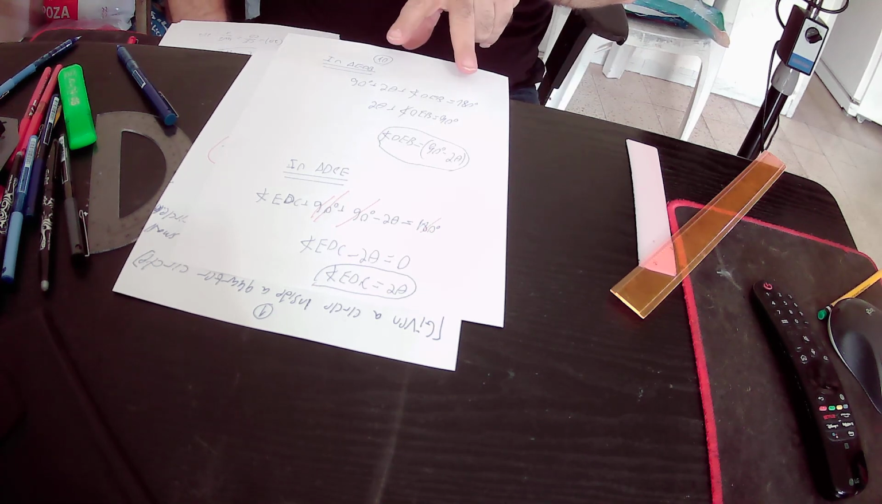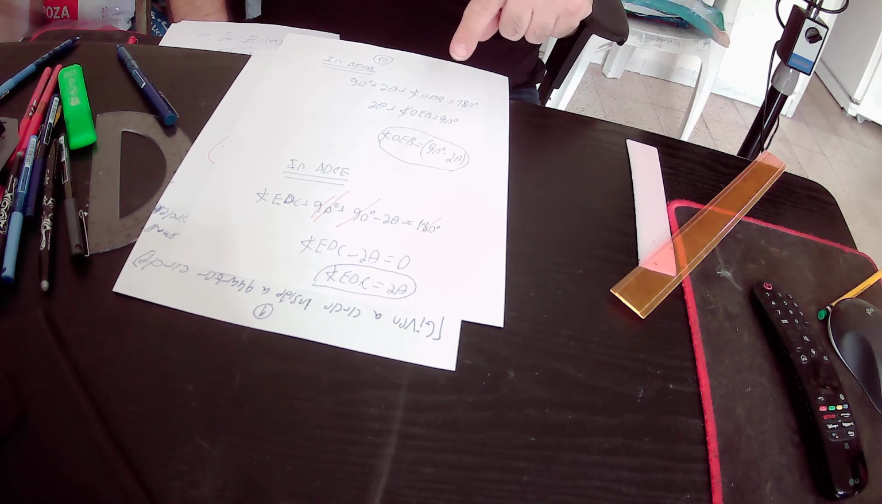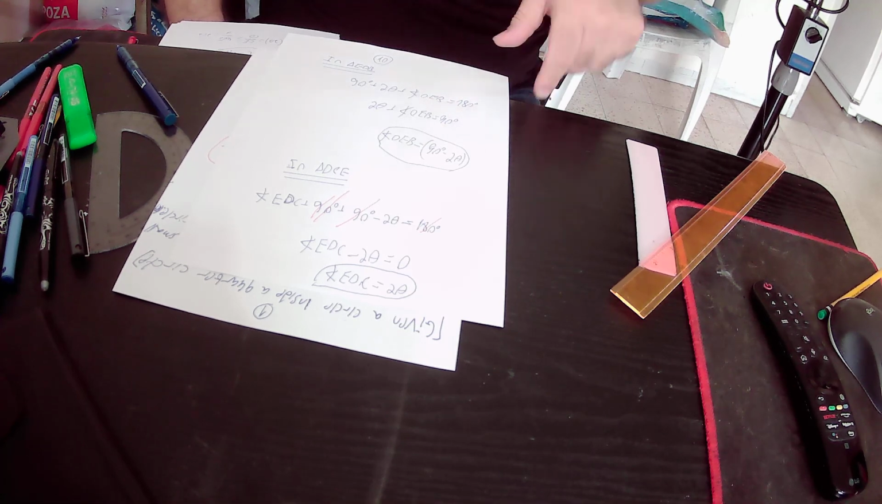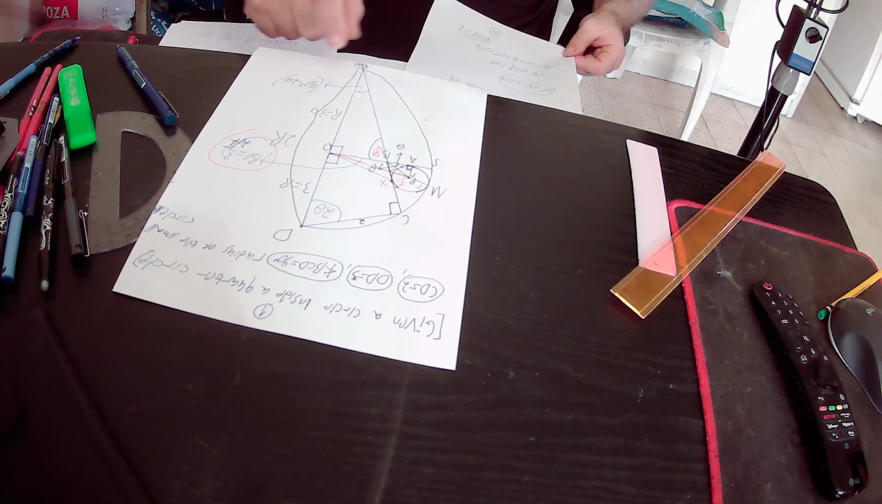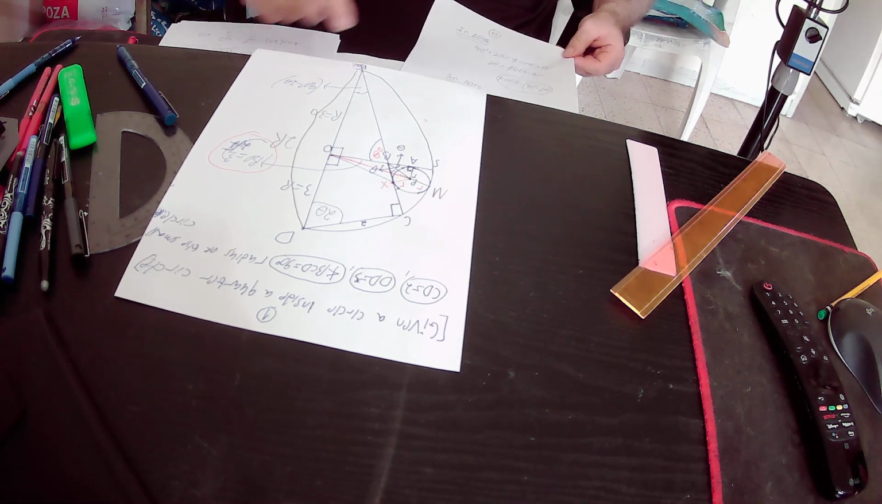Here we subtracted 90 degrees from this equality and we got 2 theta plus angle OEB equals 90 degrees. We subtracted 2 theta from this equality and we got that angle OEB equals 90 degrees minus 2 theta. This angle OEB equals 90 degrees minus 2 theta.